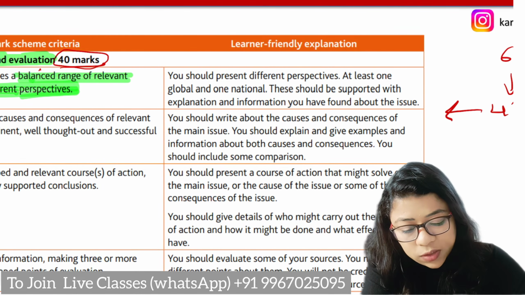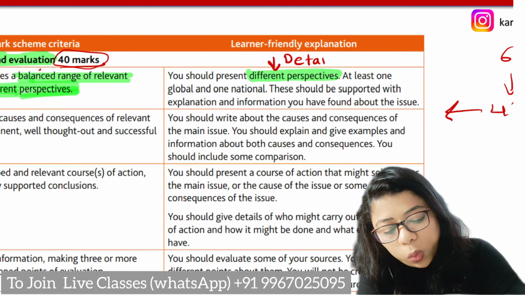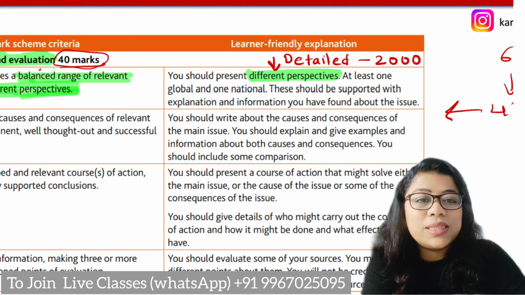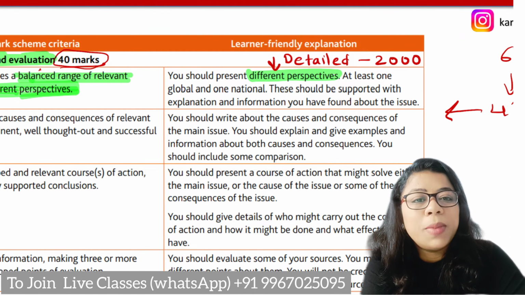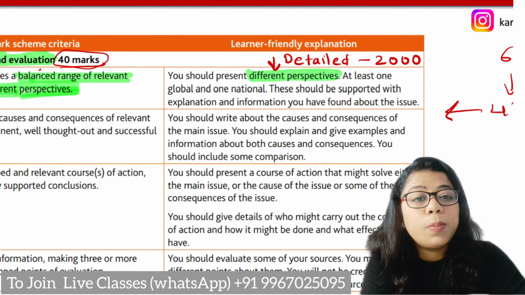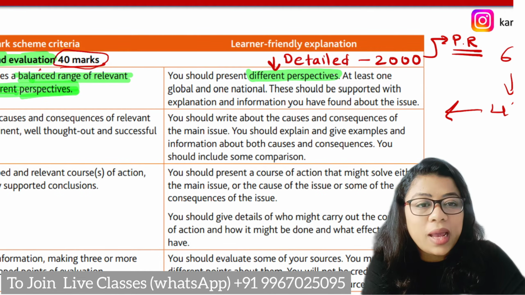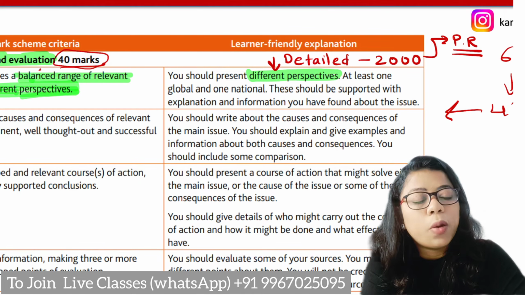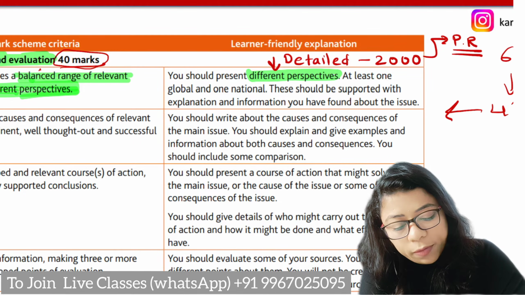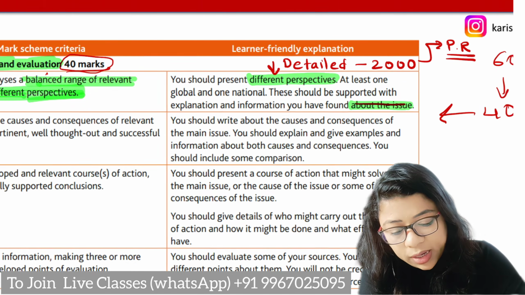You should present different perspectives, all 3 types of perspectives, in a detailed and specific format. Don't just give an overview. You are writing a 2000 words individual report. You cannot just skim through the topic. Whatever you choose to write, make sure you're explaining that in detail. Not only explanation, but also giving your personal response. Global perspective is all about personal response. If you're not giving a nice perspective and personal responses to the topic, you will end up straight away losing a lot of marks. These should be supported with explanation and information you have found about the issue. Whatever issue you have chosen, you can talk about it and explain that in detail.